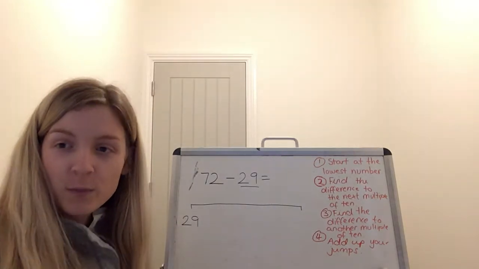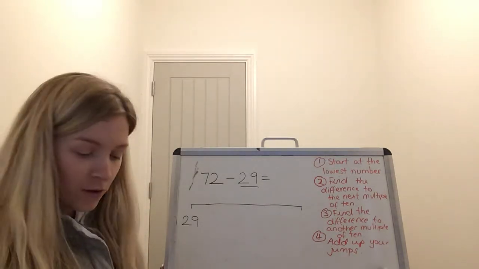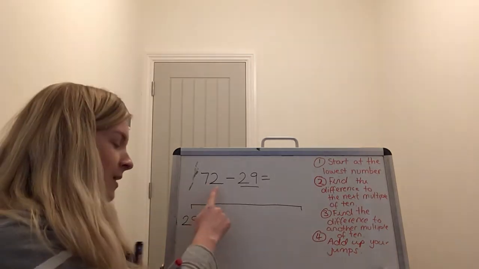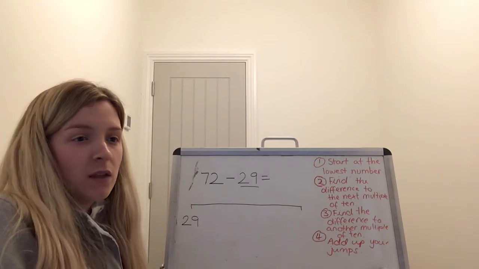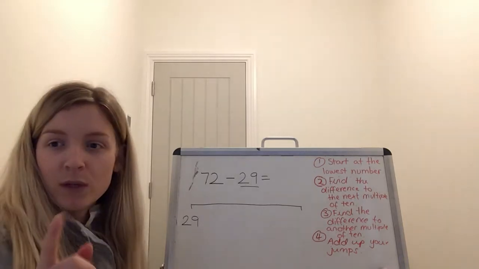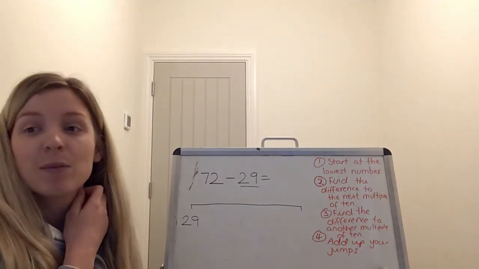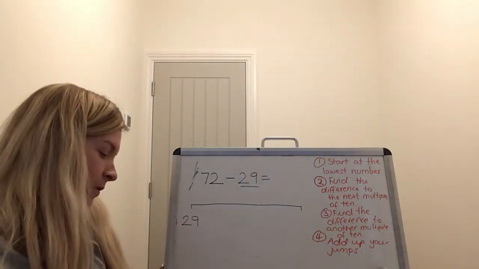Okay, hopefully you paused it for a moment and you're ready to go through it. So, we're starting at 29. We need to get to 72, remember. So, let's jump forward to the next multiple of 10 because we all know that the next multiple of 10 is really an easy place to go from. What is the next multiple of 10 after 29?